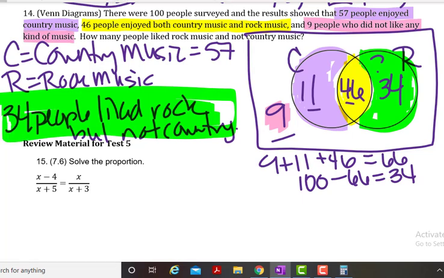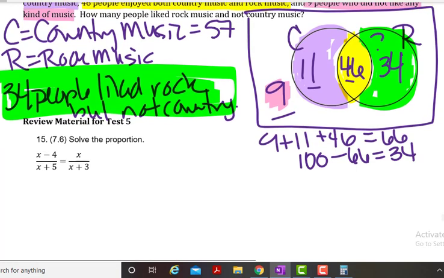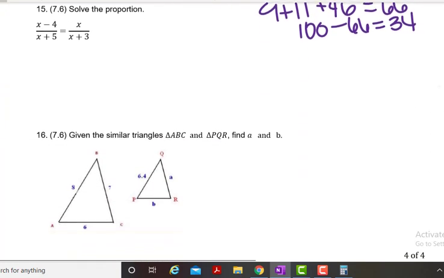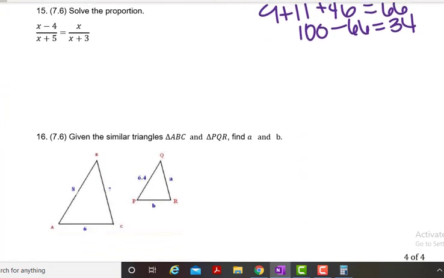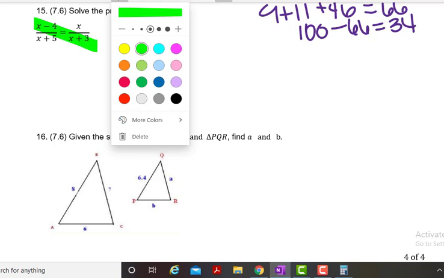Now the review material. Every test after test 1 has a little bit of review material. And we are going to focus on proportions for this section of review material. So solve the proportion. X minus 4 divided by x plus 5 is equal to x divided by x plus 3. Well, what we need to do is some cross multiplication.